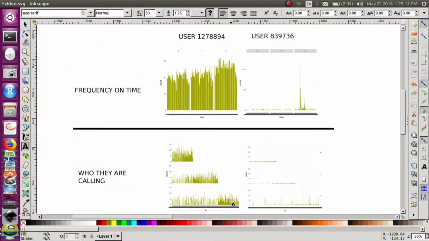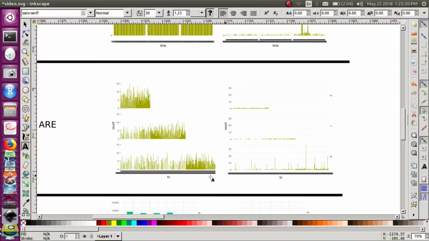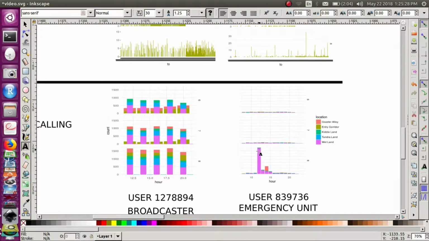Both of them are always sending the calls from the entrance zone. Both of them communicate with all or most users. They receive calls from everyone. ID 839736 is not periodical. It is the instance generating the communication peak on Sunday around the time of the incident. I label it as emergency unit. The emergency unit will give the time of the incident.